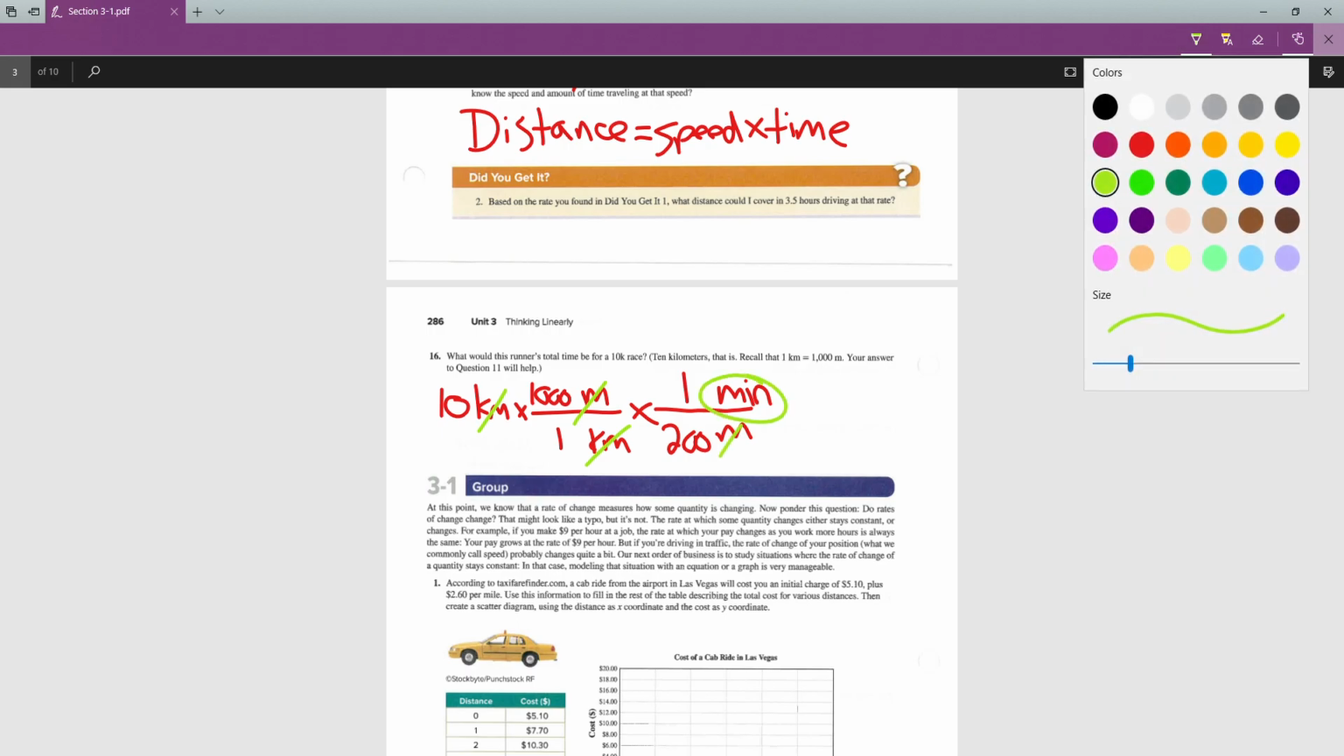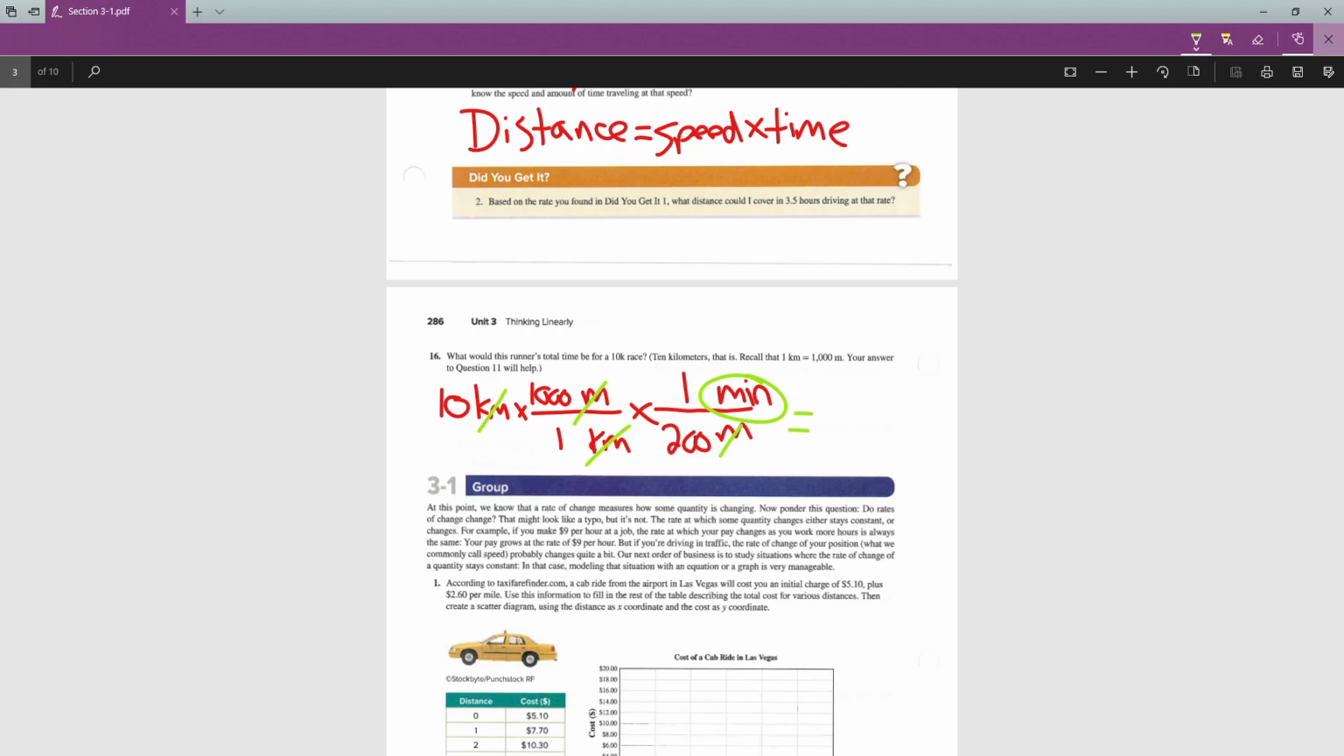Now run the work on your calculator. Multiply 10 times 1,000 and then divide by 200. And we do get that the runner should take 50 minutes.